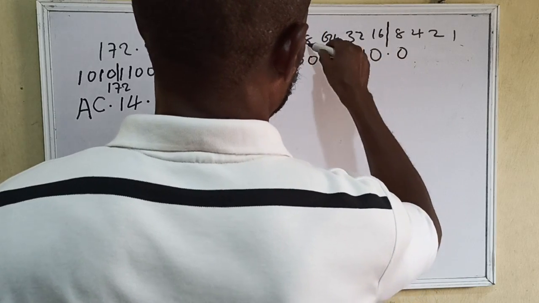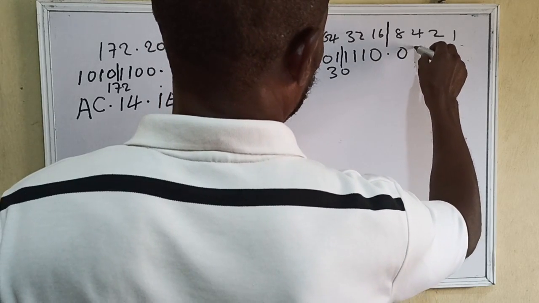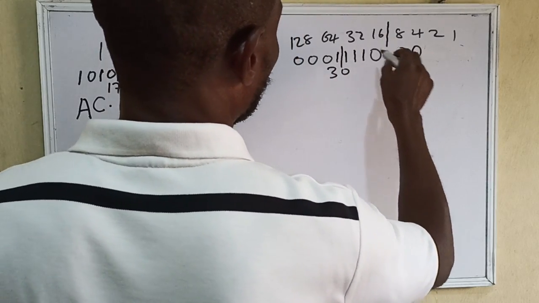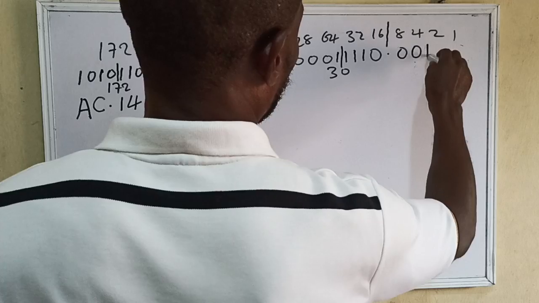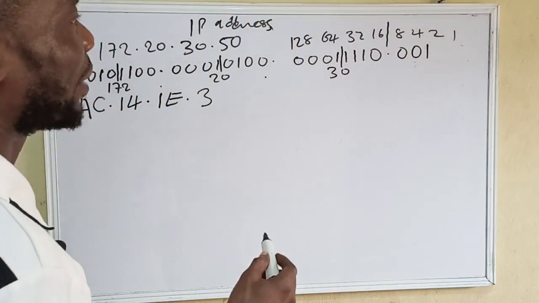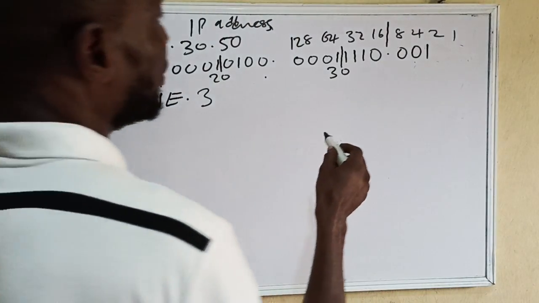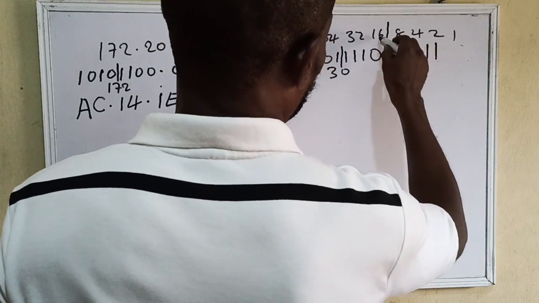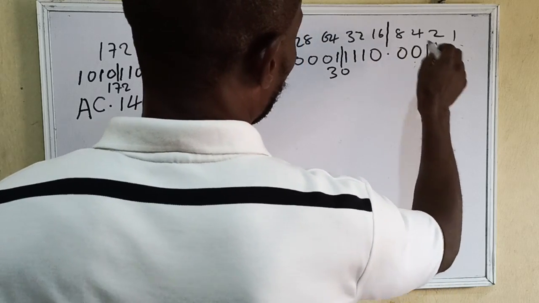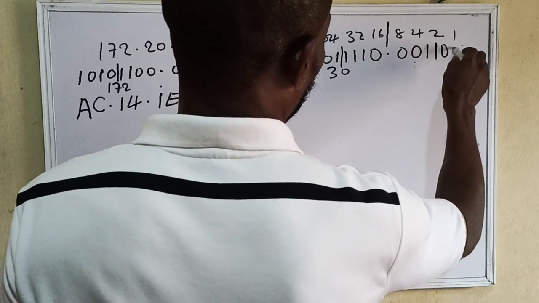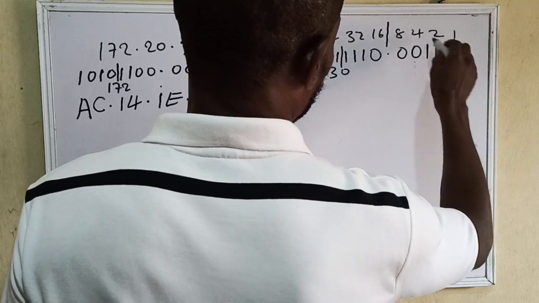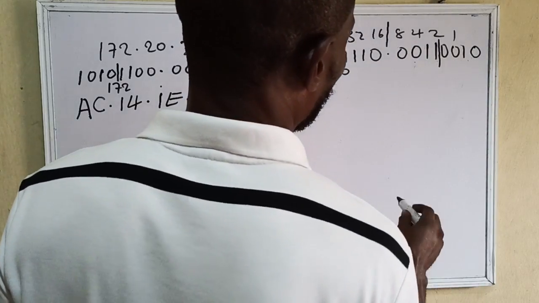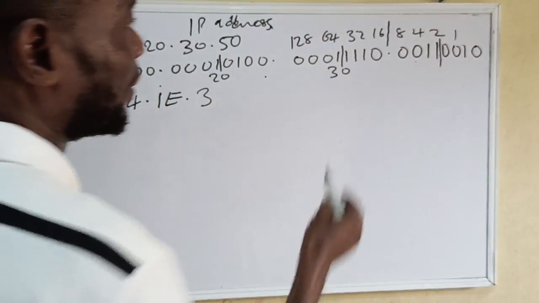50 cannot divide 128. It can do 50 minus this. 18. Okay? 50 minus 32 is 18. 18 can minus this. Left with 2. 2 cannot minus 8. 2 cannot minus 4. 2 can minus 2. And we're left with 0. So you come here and divide this. Okay? So that is it.